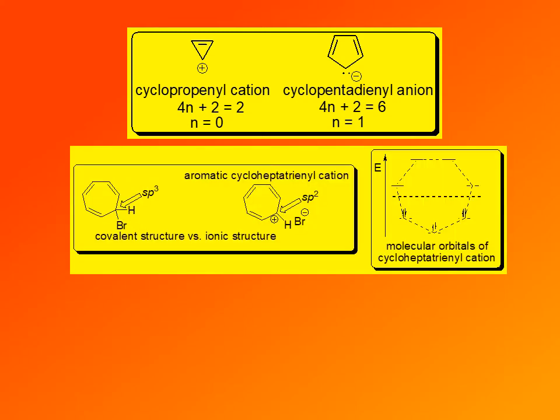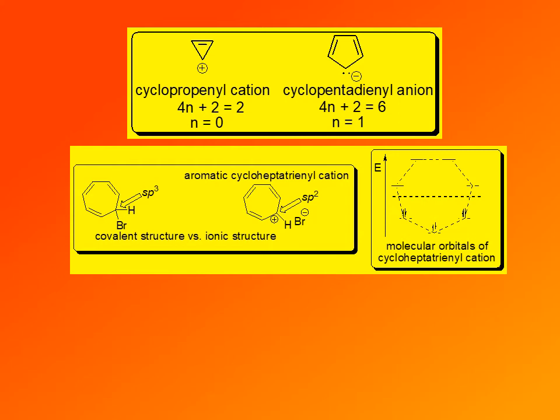Another aromatic species that is very interesting is the cycloheptatrienyl cation. The cycloheptatrienyl cation is aromatic, of course, because 4n plus 2 equals 6, 3 double bonds, and an empty orbital on the sp2 hybridized cationic carbon. This species is so stable that actually the corresponding bromide, cycloheptatrienyl bromide, is an ionic salt, or at least exhibits properties of ionic salts. We would expect an alkyl bromide to be covalent, so the carbon-bromine bond to be covalent, and that carbon is supposed to be sp3 hybridized carbon as shown on the left.